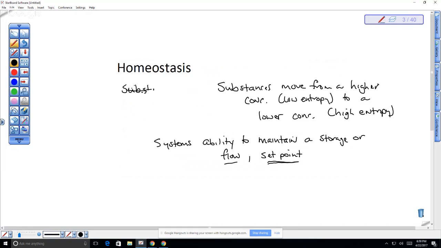So when we look at systems and their ability to maintain the set point, we can talk about stability. And so stability is the ability to return to a set point. We have some other definitions I want to give you, which is resistance. So when we talk about a system, some systems are more stable, some systems are more resistant to change. So this is the ability of the system to withstand disturbance.